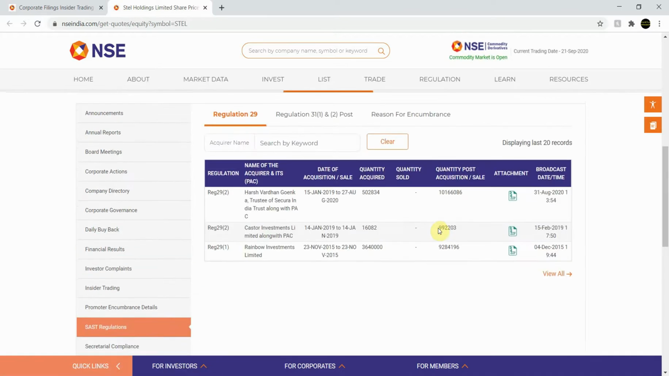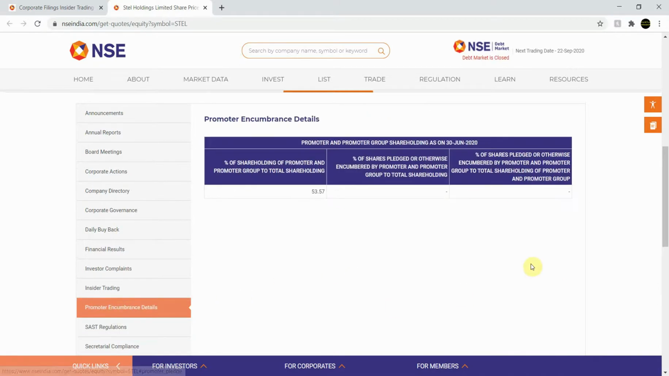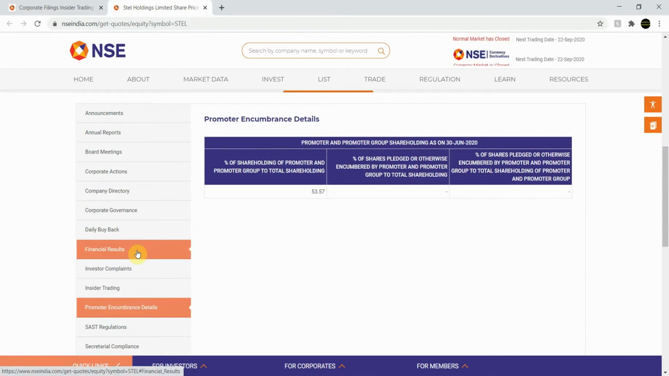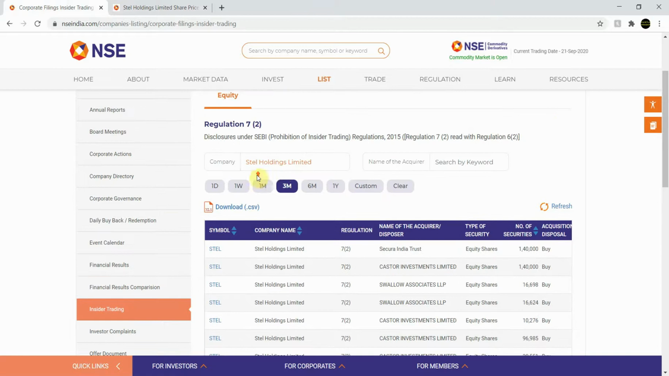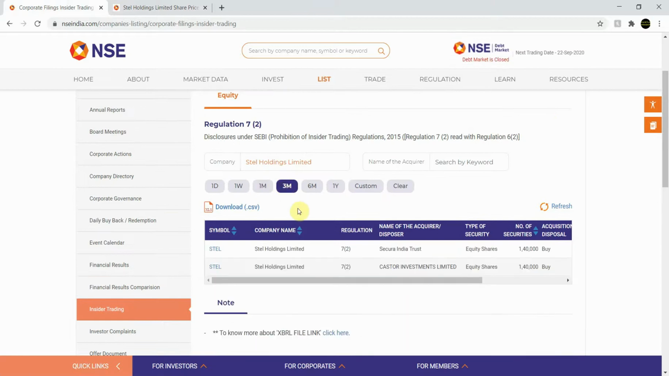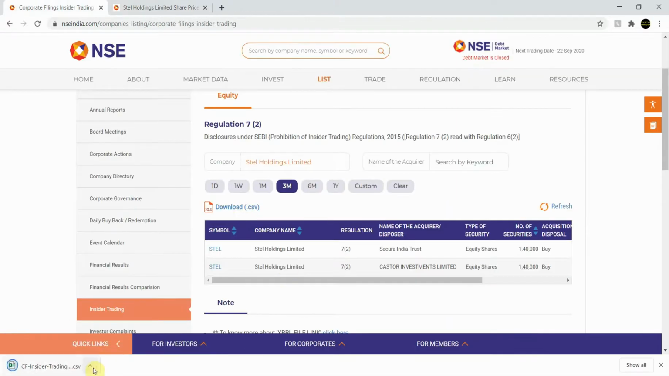I'll go to the SAST regulation. No selling has been reported in the recent 6 months, so it passes this criteria. Next, I'll check the promoter encumbrance. 0% pledging is there. Now we move on to our final and optional criteria of financial results. Earnings per share is also positive. Next we will download the 3 months insider trading report of STEL itself.